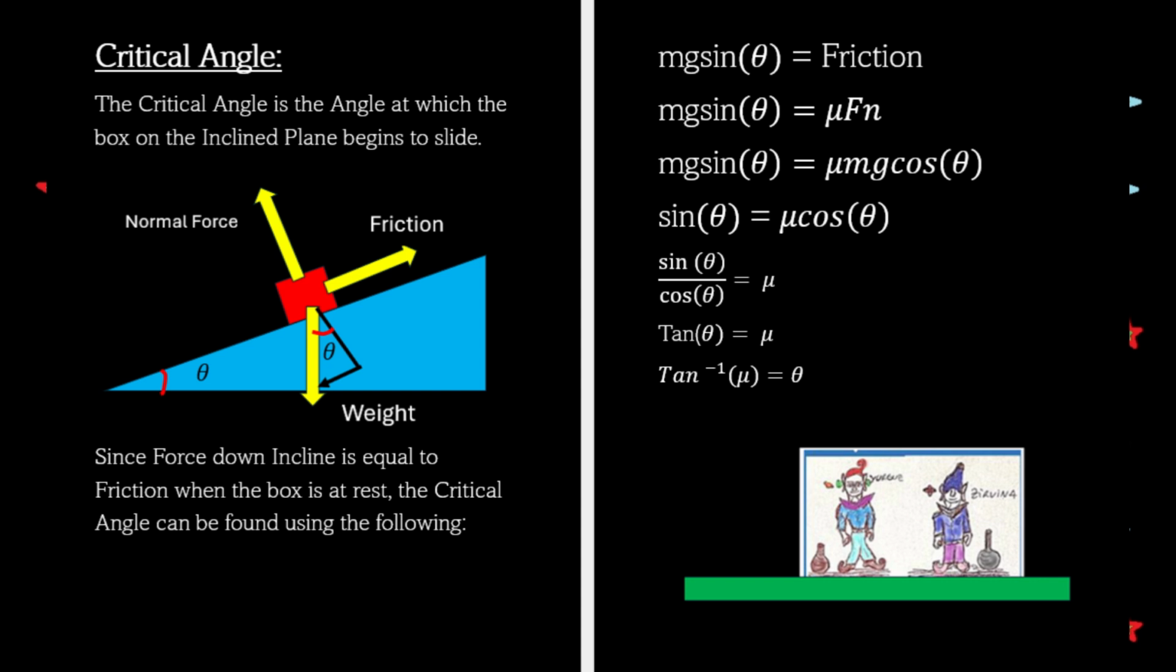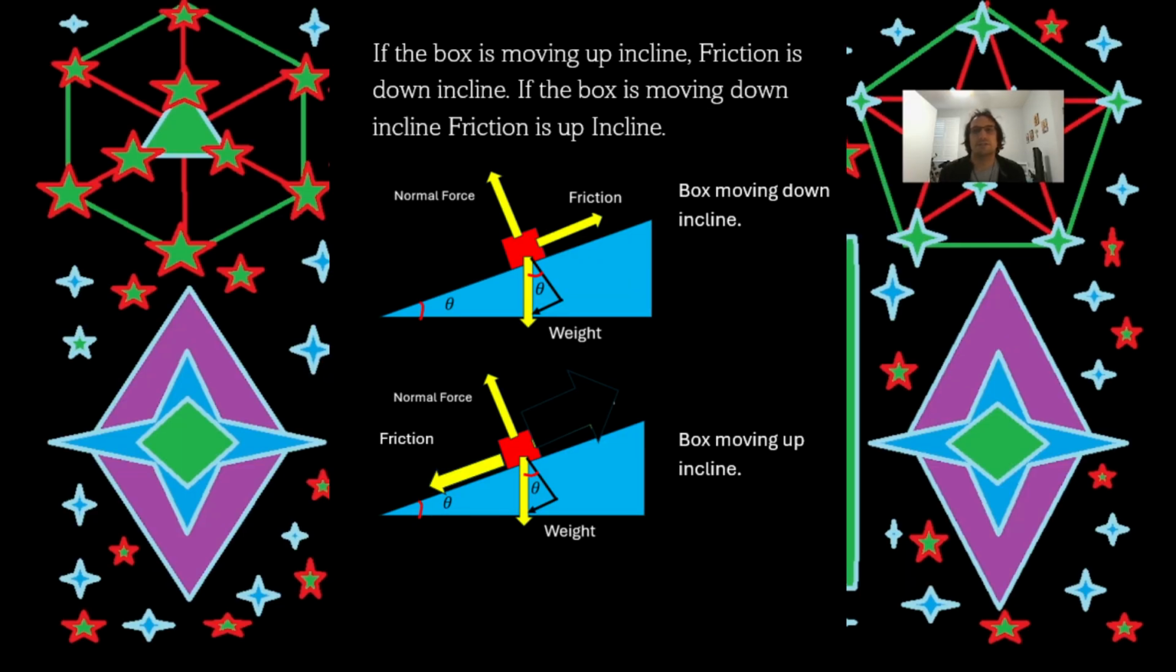If the box is moving up the incline, friction is down the incline. If the box is moving down the incline, friction is up the incline. So if the box is moving down the incline, friction is up because friction always points in the opposite direction to the direction where the box is moving. If the box is moving up the incline, friction is down the incline.